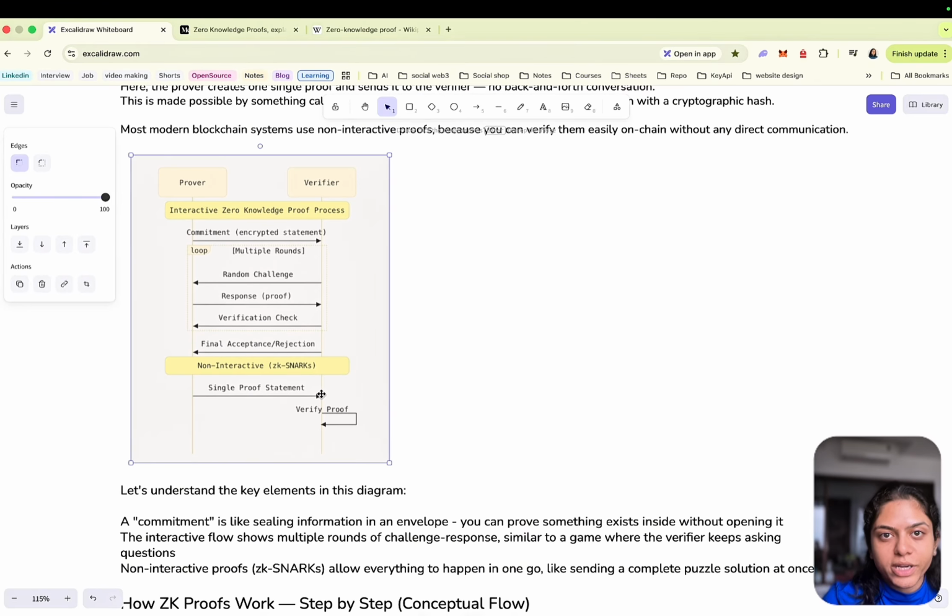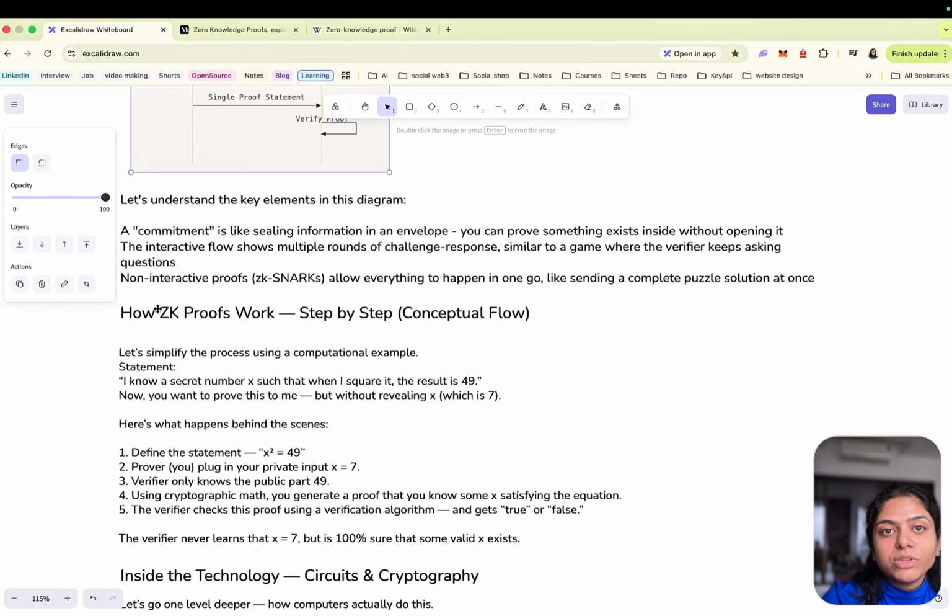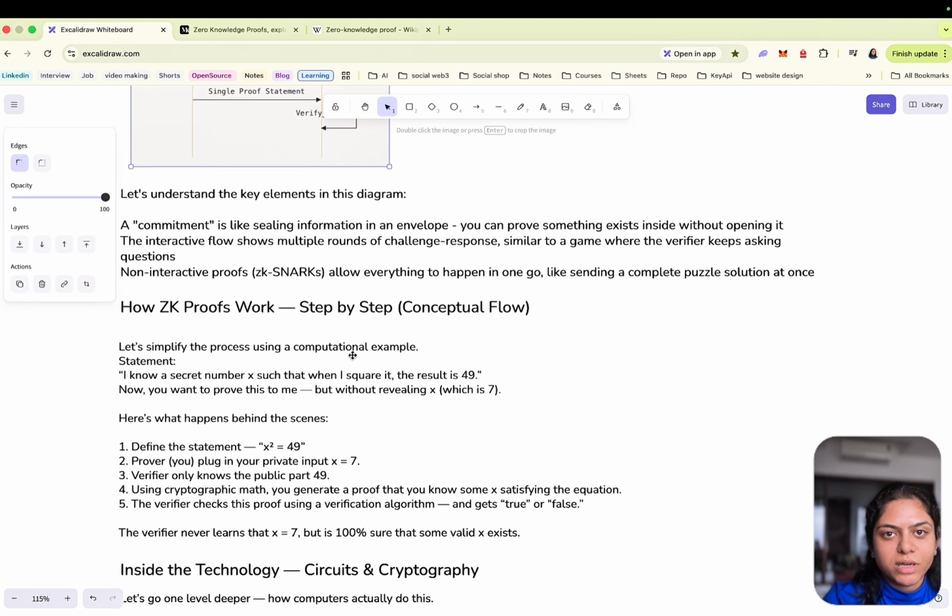Then the other one is non-interactive. What is non-interactive? Non-interactive proof, like a zk-SNARK, allows everything to happen in one go, like sending a complete puzzle solution at once, a single proof statement that is verified, not multiple rounds. So how does a ZK proof work step by step? Here we can understand how ZK proof works.